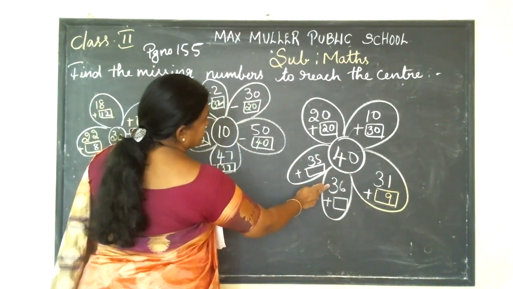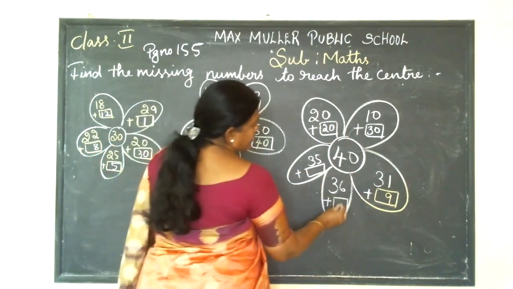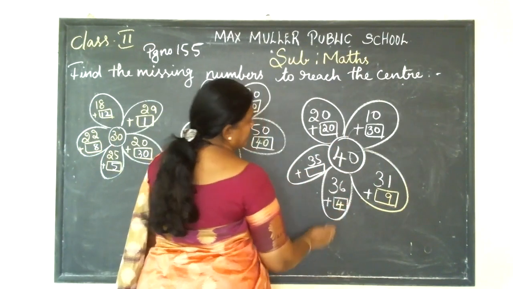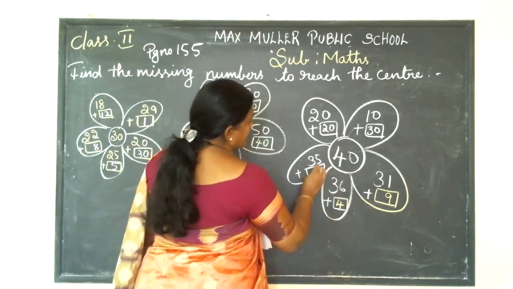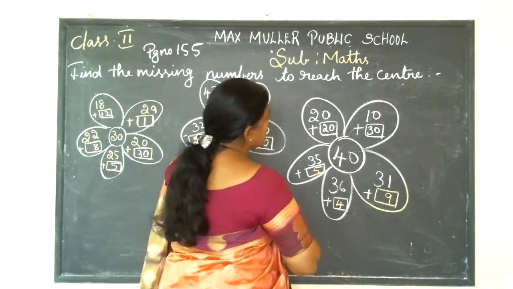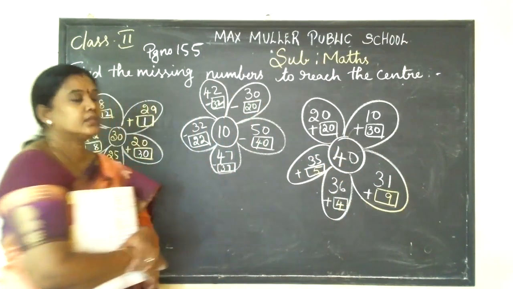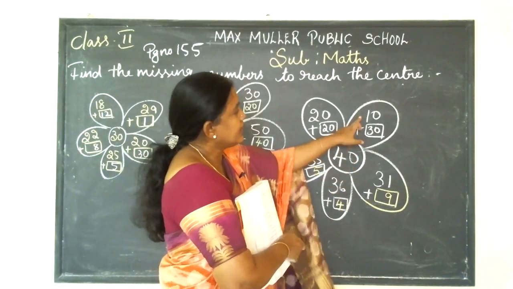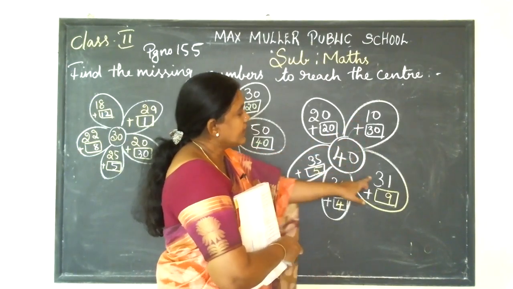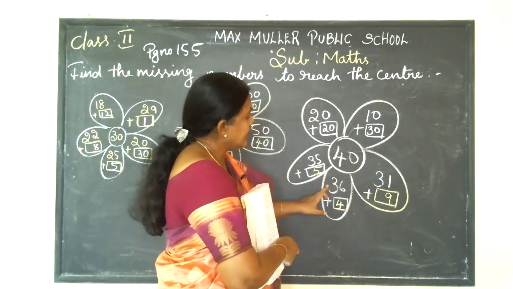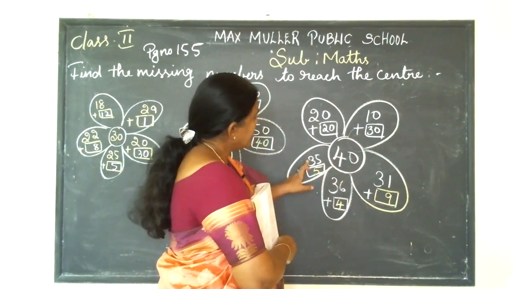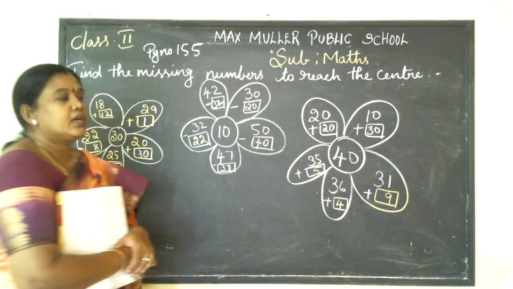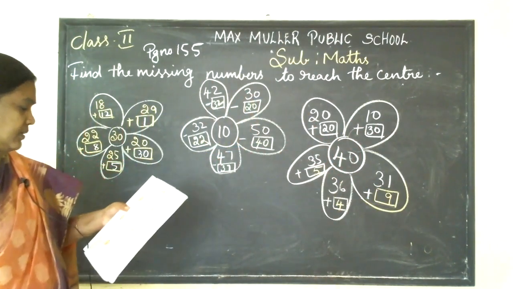Now 36. How much do you want to add? 37, 38, 39, 40. 4 you want to add, you will reach 40. 35 means 5 you want to add, you will reach 40. Understood, children? See, 40 you want to reach. Here 10 plus 30, 40. 31 plus 9, 40. 36 plus 4, 40. 35 plus 5, 40. 20 plus 20, 40. Understood, children? Now the next one.